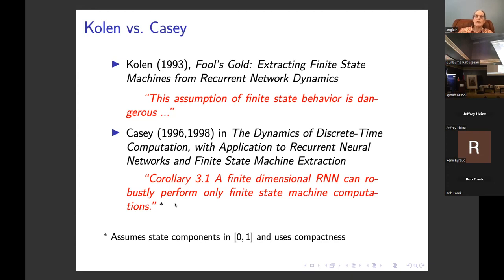One of the things that Casey proves for his model is that the extraction algorithm of Giles et al. will correctly extract a DFA representing the behavior of the RNN, provided the mesh is fine enough. That is, the epsilon at which you distinguish two states is small enough.